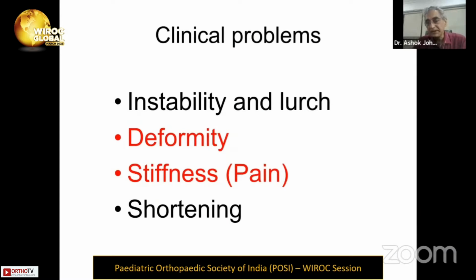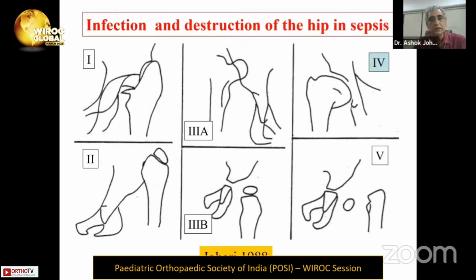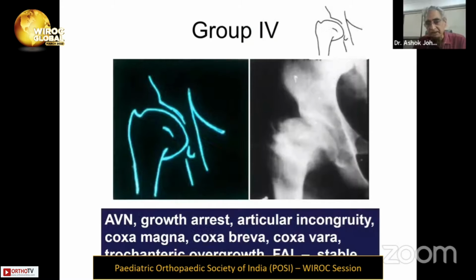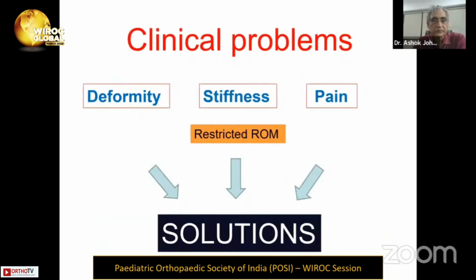Now, the problem of deformity and stiffness, typically that of the avascular group, and of course, where you have a metaphyseal remnant in the acetabulum. So this is group 4. Now there is a very large group actually with avascular necrosis, growth arrest, articular incongruity, coxa magna, coxa breva, coxa vara, trochanteric overgrowth, femoroacetabular involvement, but this is a stable joint, heading for an early osteoarthritis or for certain deformities. So here the clinical problem is deformity, stiffness, and pain, maybe with restricted range of motion.